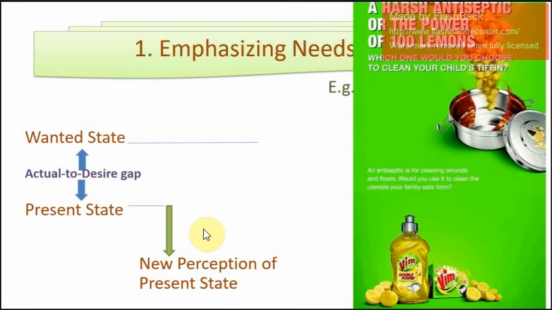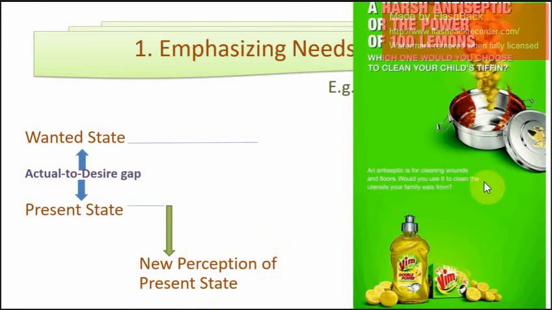Now, in this example of Vim cleaning gel, a consumer may not really think twice before using any antiseptic gel for cleaning utensils. But in this particular advertisement, the marketer is emphasizing that for your child's tiffin, would you want to have a harsh antiseptic? And in the fine print, they say an antiseptic is generally used in cleaning wounds and cleaning floors.